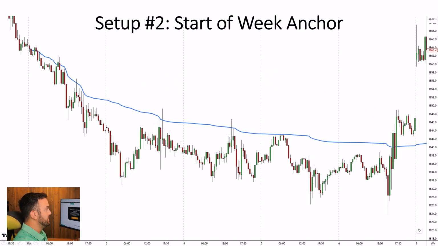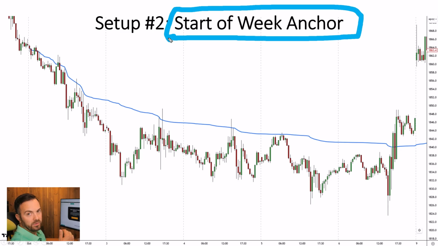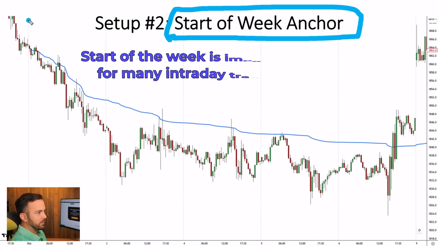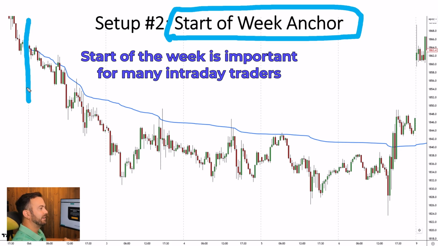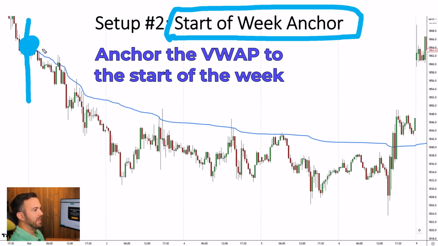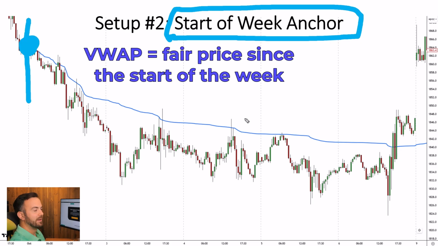All right. Setup number 2 is anchoring VWAP to the start of a week. As I was saying before, you always want to anchor VWAP to an important place, and that place should be important to as many people or as many algos or hedge funds or institutional traders as possible. Start of the week is a very important place for almost all intraday traders. They all base their trading decisions around what the price was doing since the start of the week, right? So that's why you want to anchor the VWAP at the start of the week. And then the VWAP line, this blue line, represents the fair price since the start of the week. Or in other words, the average price of the average trader trading this, right?